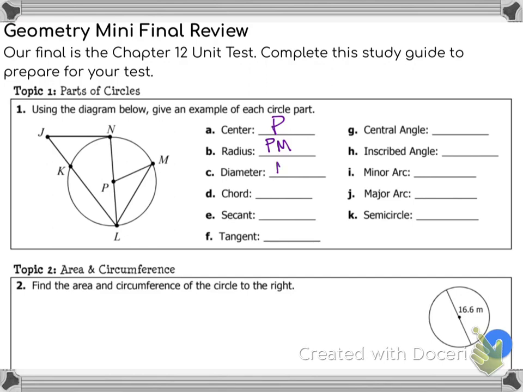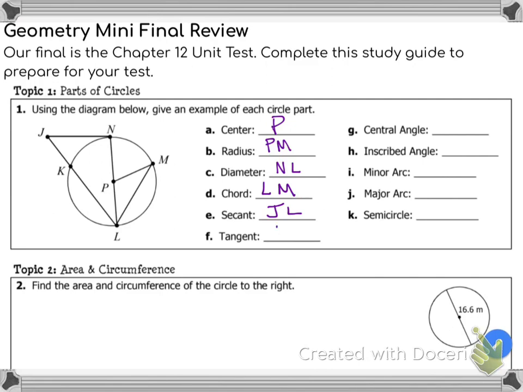You have to do NL. You couldn't do KL because it doesn't go through the center. A chord could be NL, but I'm going to go with LM just to keep it sassy and new. A secant extends beyond the edges of a circle, so I will choose JL for that. The tangent comes through and just hits the circle at one point.